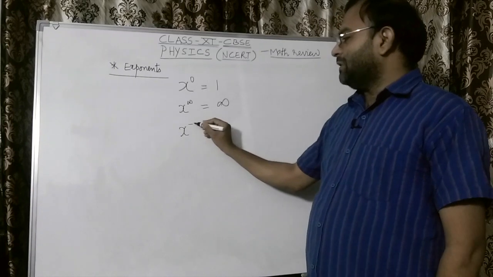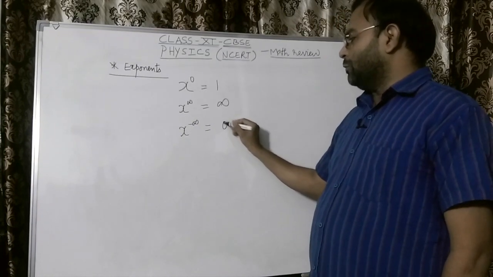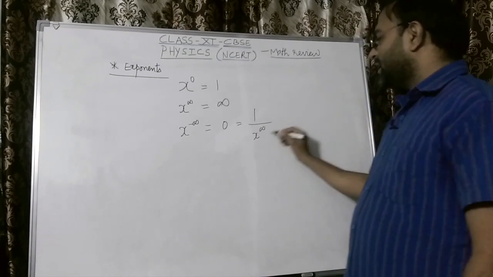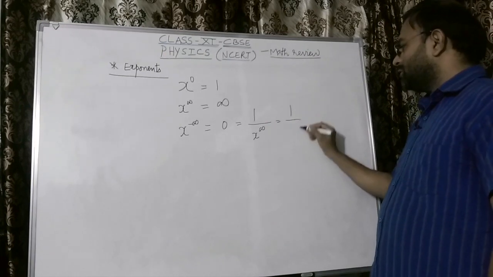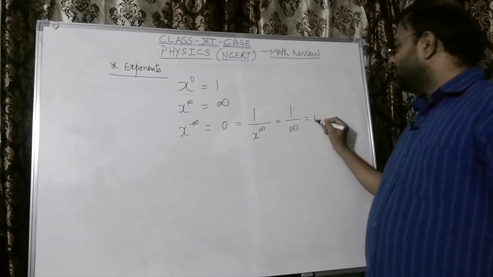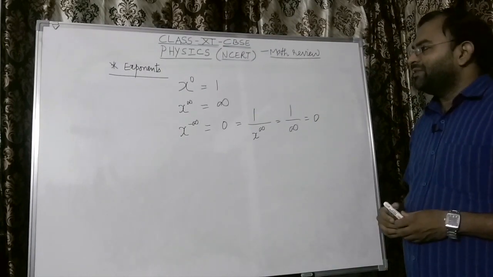Similarly, any base number raised to the power minus infinity will lead to 0, because this is nothing but 1 over x power infinity. x power infinity is a huge number, so that is also equal to infinity, so it is 1 over infinity, therefore this should lead to 0. These are some of the rules that one has to understand while dealing with exponents.